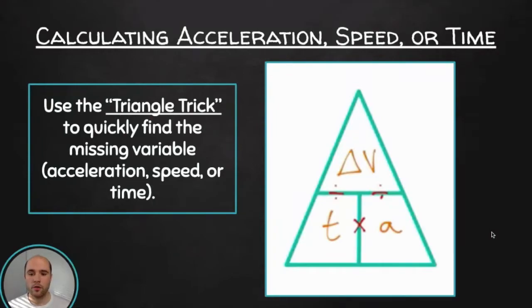Again, we have a triangle trick for acceleration. So hopefully it was a little easier for you this week because you already know kind of how the triangle works. Only now we have acceleration, change in speed, and time. It just looks a little bit different.